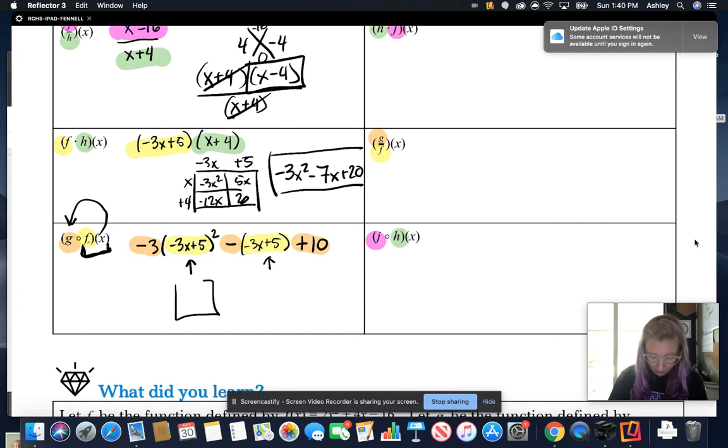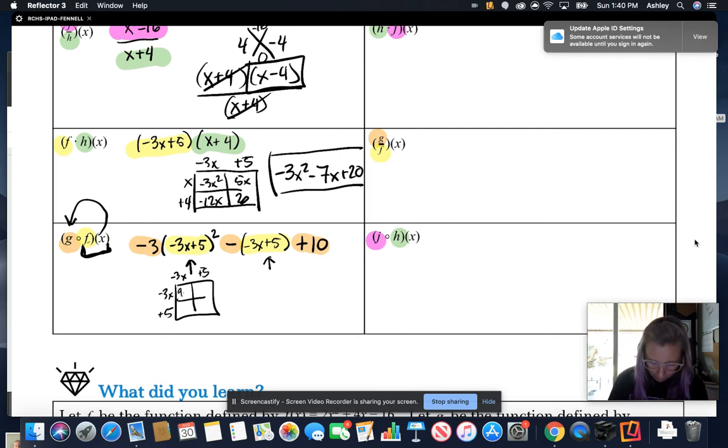And this one, I'm going to need an area model for. Negative 3x plus 5 times negative 3x plus 5. Remember, we cannot just distribute that square. That doesn't work because you're eliminating that middle term when you do that. So we can't do that. So we have to actually do our area model here.